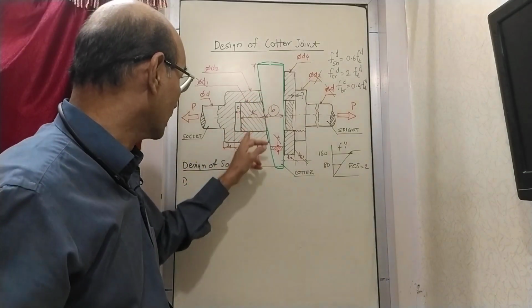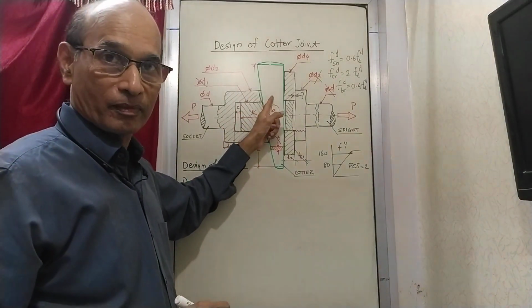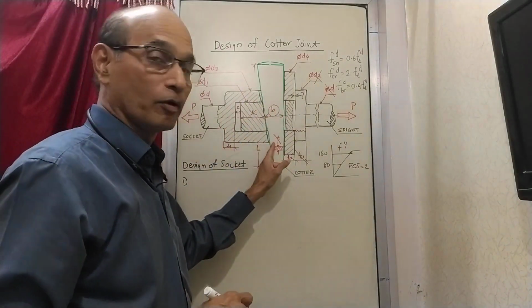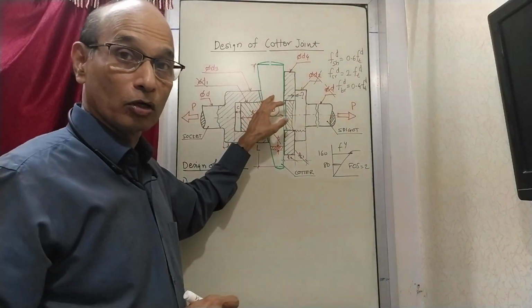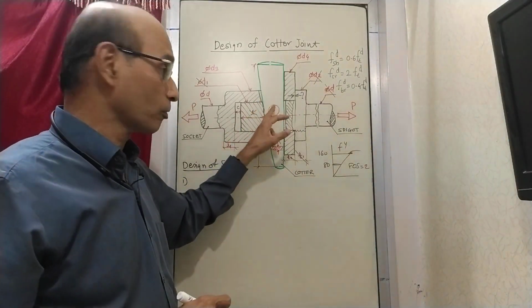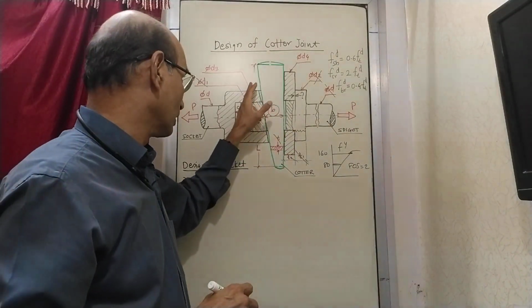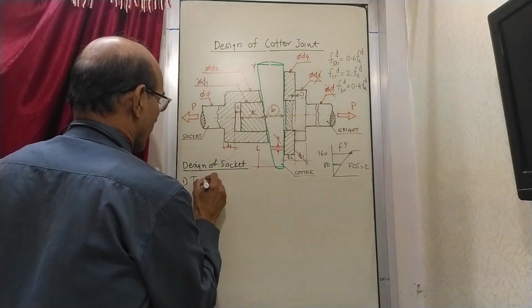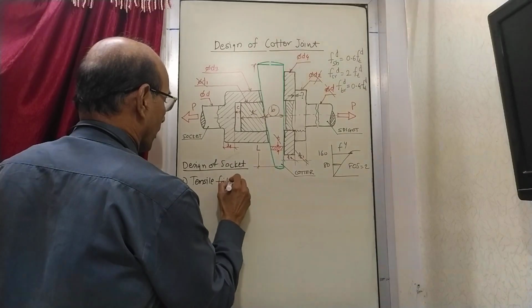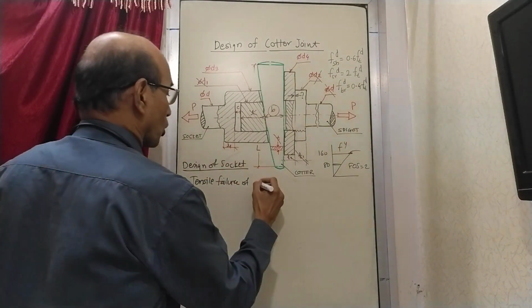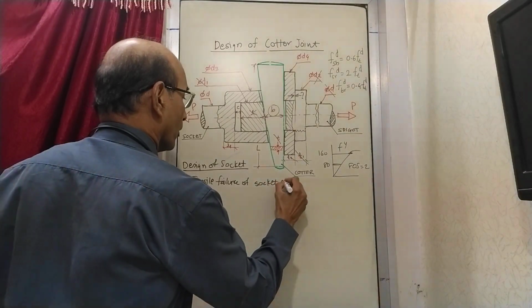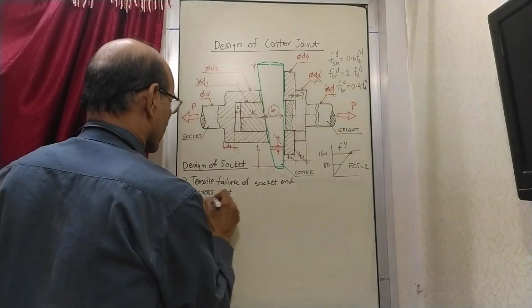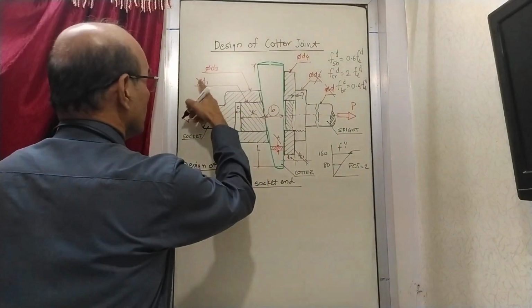So if you take a section here, then the section will not have the slot, because the slot is here. So it will not fail from here, but it will fail from here, because here in the cross section there is a slot also present. So some material is removed here, the area of cross section here is less than the area of cross section there. Okay, so we'll write: tensile failure of socket end across slot. Now this is going to give us dimension D3.